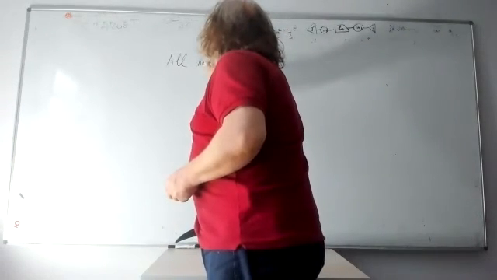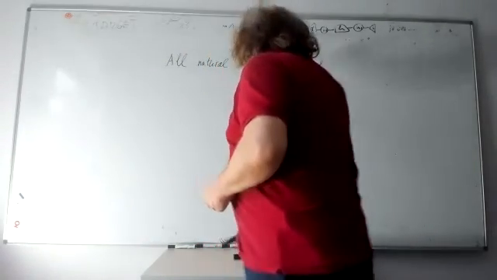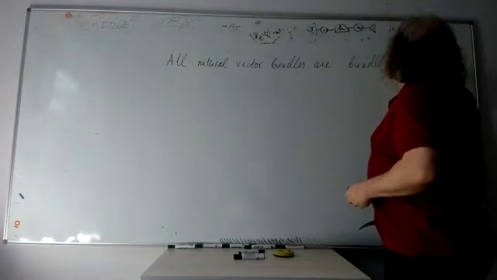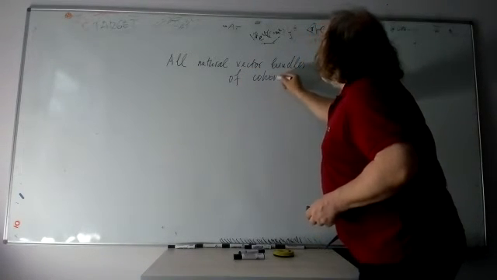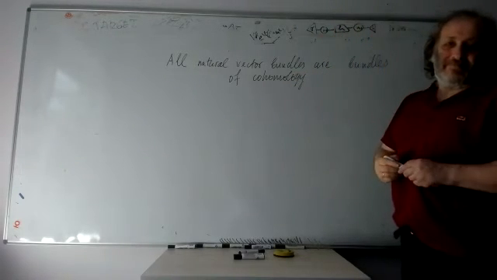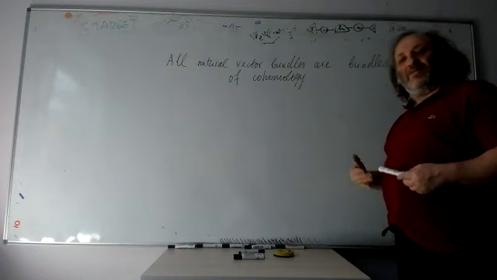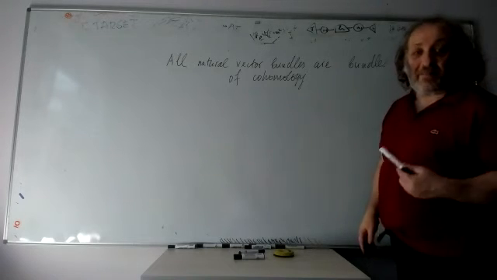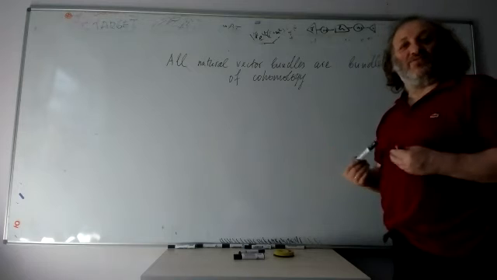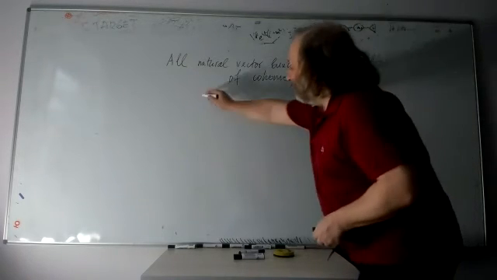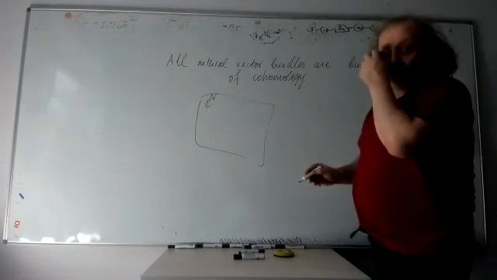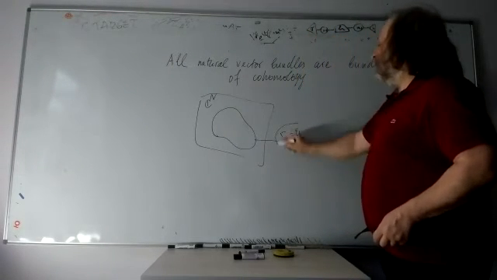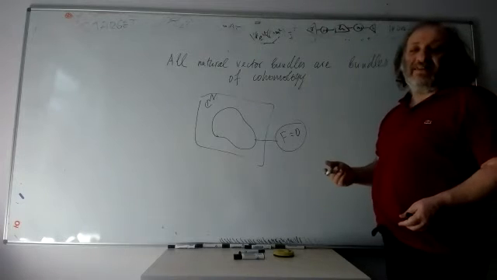All natural vector bundles are bundles of cohomology. So let me illustrate it with an example. That is not ADHM, just for you to feel this idea. Suppose you have Cn, okay? And suppose you have a surface given by the equation f equals 0, or many equations.